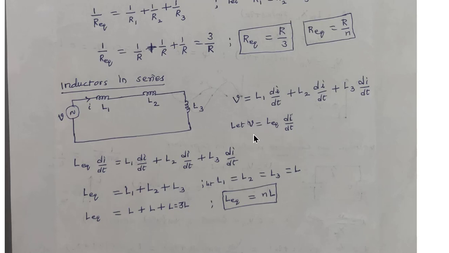Suppose we write the net voltage applied as L equivalent into di by dt, then we can put this in the equation, then we get L equivalent into di by dt is equal to L1 di by dt plus L2 di by dt plus L3 di by dt. Because the rate of change of current is the same throughout the equation, that will cancel, then we get L equivalent is equal to L1 plus L2 plus L3. Suppose the inductors L1 is equal to L2 is equal to L3 is equal to L, then the equivalent inductance will become L plus L plus L is equal to 3L. Then we can say L equivalent is equal to n into L if n inductors are connected and they are the same in value.